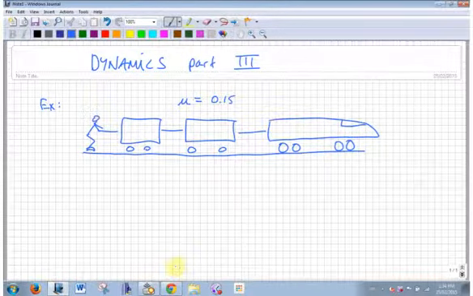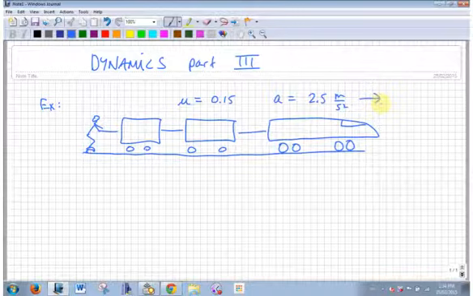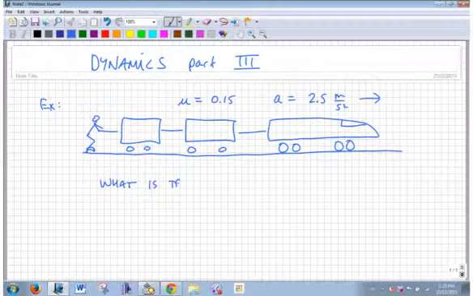Mu is 0.15 everywhere. That is all the wheels to the ground. This thing is accelerating at 2.5 meters per second squared. I think we can assume that. No turbines to worry about, Reese? What is the tension at x1 and x2?